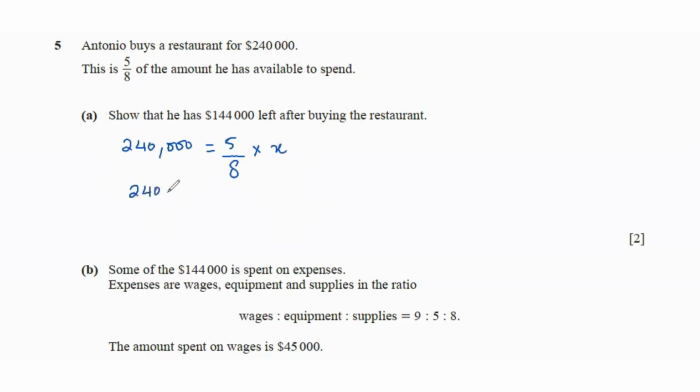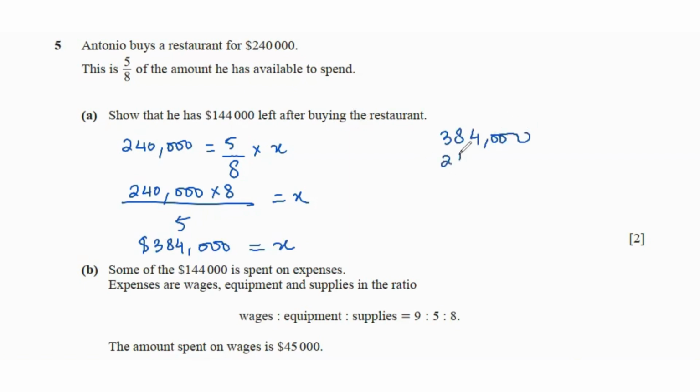So 240,000 times 8/5, and that is going to give you $384,000. Now, to show that he is left with 144, I'm going to subtract 240 from this. And that's $144,000.